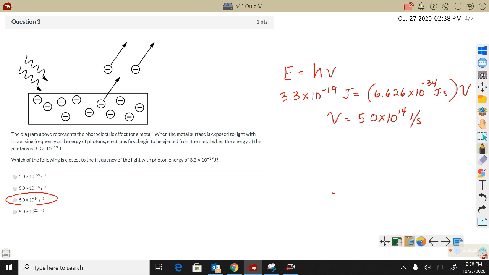In this case, we have electrons that are first ejected from the metal when the energy of the photon is 3.3 times 10 to the negative 19th joules. And we want to know what the frequency would be. So I'm using this equation, E, energy, which would be measured in joules, equals Planck's constant, h, times the frequency. Frequency would be units of cycles per second, waves per second, 1 over second, which could be seconds to the negative first. And so all we have to do is plug and chug.